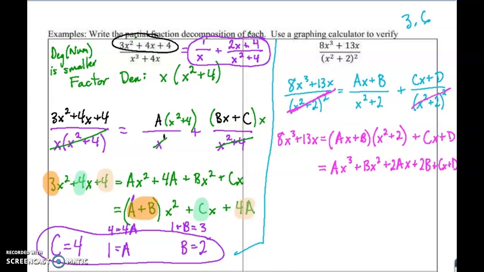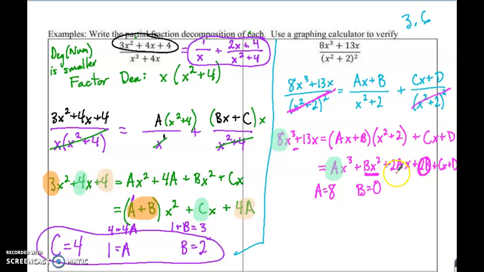So as I'm looking at this, I only have one x cubed term, and that has an a with it. Well, there's only one x cubed term over here, so that tells me that a has to equal 8. As you look at the only x squared term over here, you see how there's no other x squareds? Well, there's no x squareds over here either, so that tells me that b needs to equal 0. So this is basically 0.